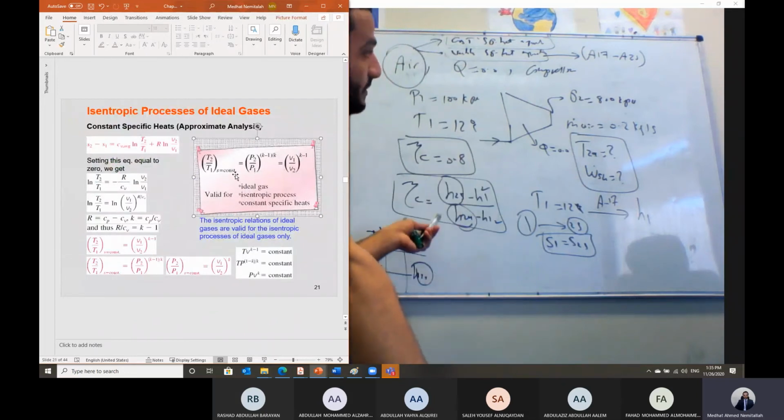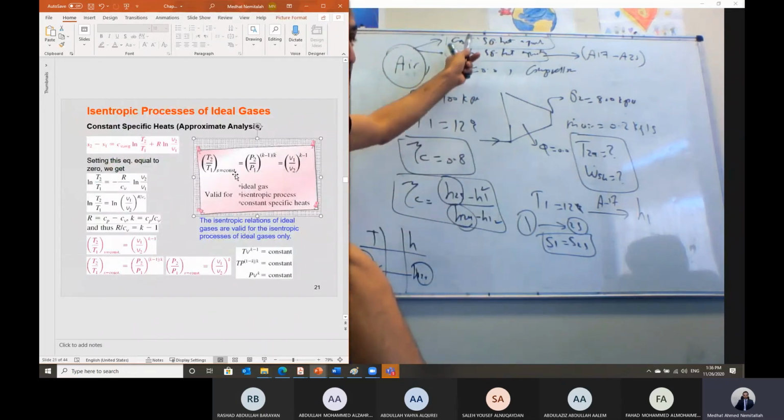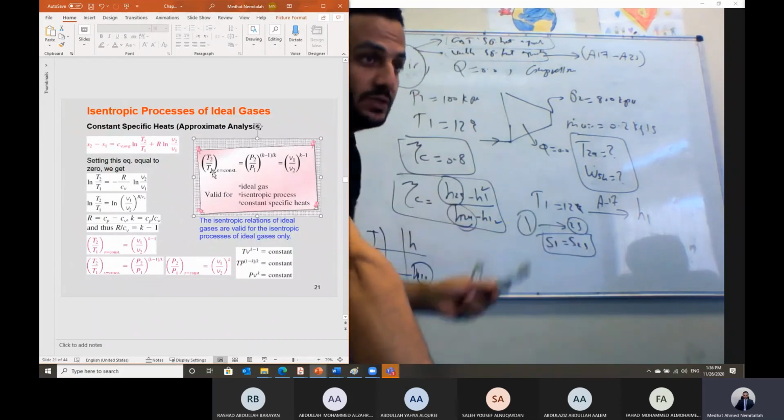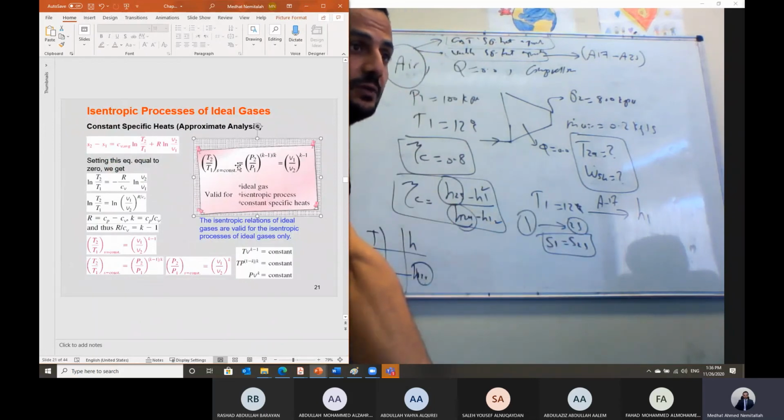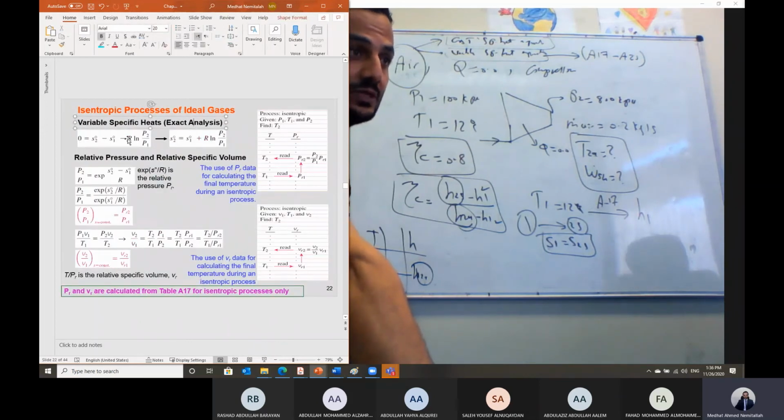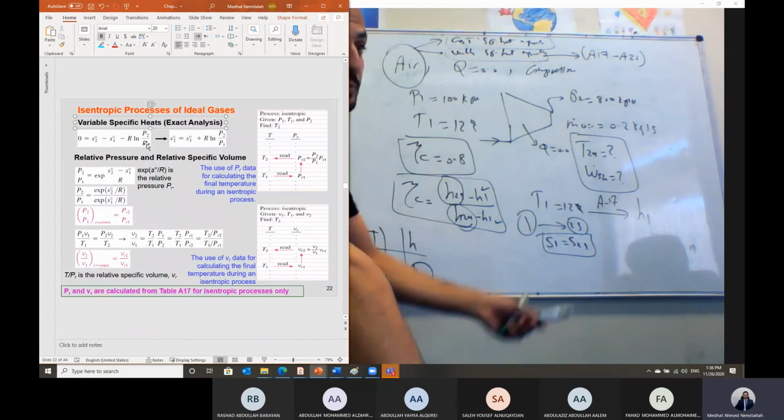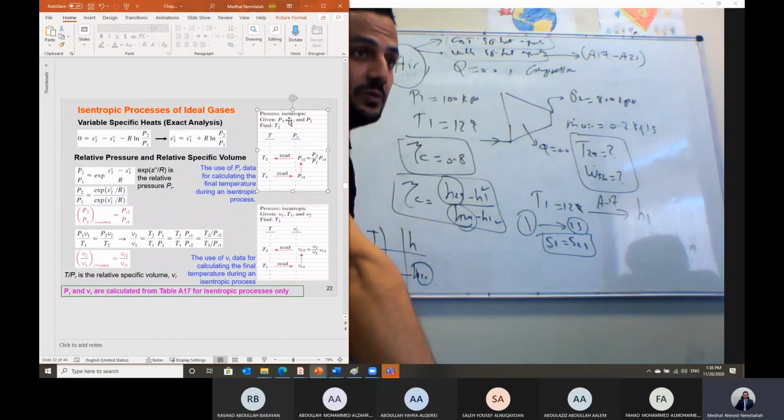If I solve using the constant specific heat approach for this isentropic process, then T2 over T1 equals P2 over P1 to the power k minus 1 over k, and k for air is 1.4. But I am not following this method now. This is the constant specific heat approach, and we can use this equation. For the variable specific heat approach, delta s is equal to 0 for the isentropic process, given P1 and P2 and temperature T1, and I need to calculate the final temperature T2. So what should I do?